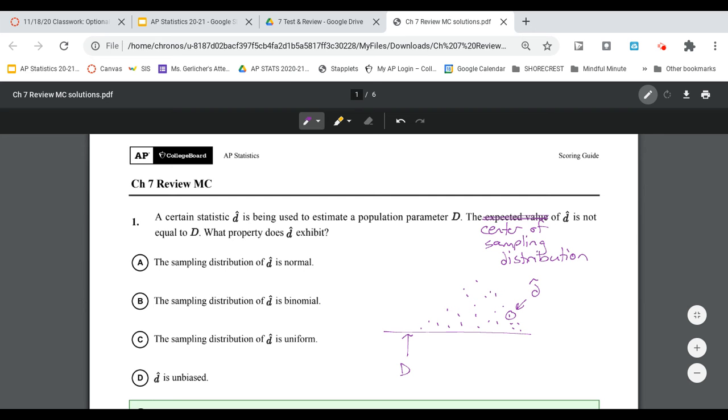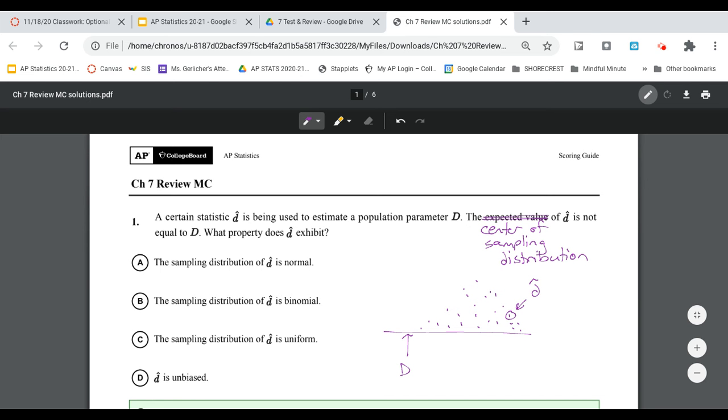Expected value, another way to say that is just the center of the sampling distribution. It's the sample that kind of gives you what you most expect. It's the thing in the middle. And remember, expected value is a way to talk about the mean of a random variable. And that's what they're saying. It's the mean of that sampling distribution, the center of the sampling distribution.